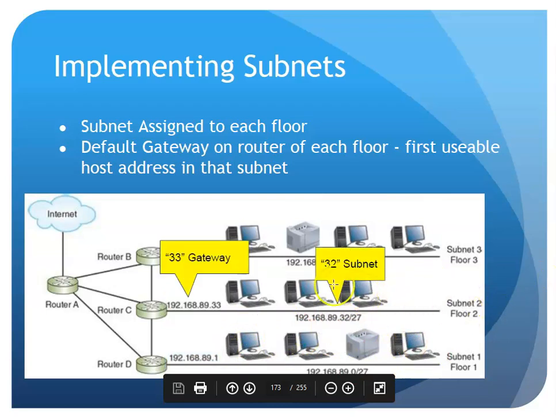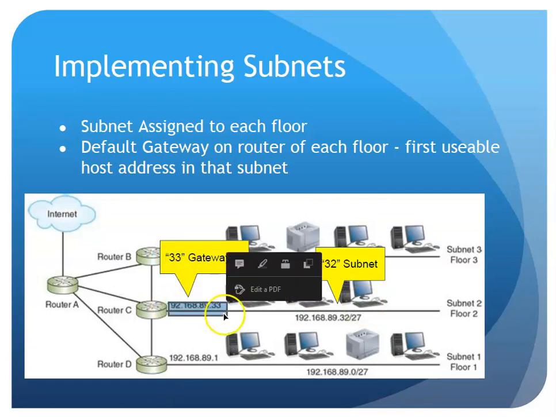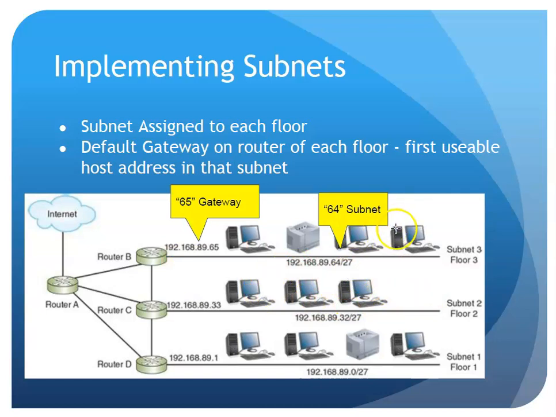Floor 2, I would say, okay, this will be the 32 subnet. I'm going to allocate the 32 subnet to this floor. 33 will be the address of the router on this one. This gateway router address will be 33. Workstations will be 34, 35, 36, all belonging to this 32 subnet. Third floor, we'll say, is the 64 subnet. The router interface, we're going to assign 65. That will be the gateway address. And the workstations will be 66, 67, 68 on this floor, all belonging to that subnet.